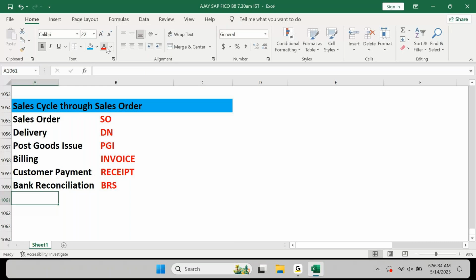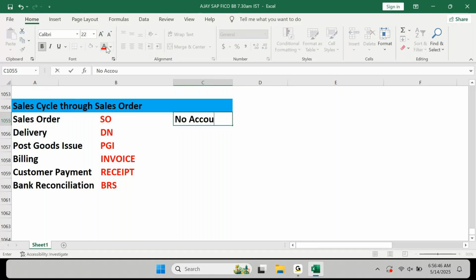In this process, in this flow, do you get any accounting impact in the sales order? No. No accounting impact. Wherever there is no debit credit accounting entry, there you will write no accounting impact. Sales order is just a legal document, an agreement between buyer and seller, same like a purchase order.